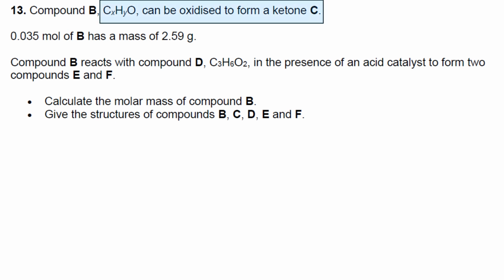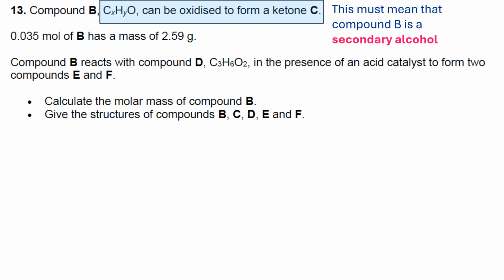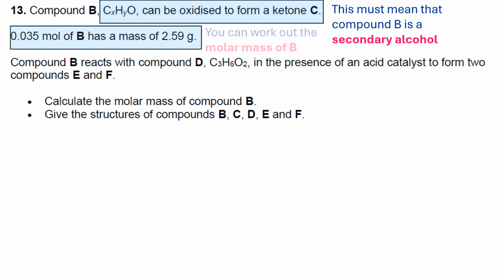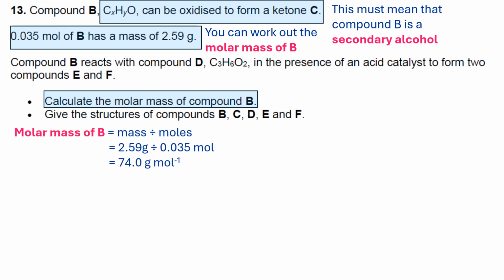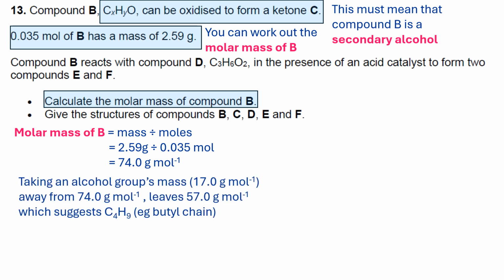So for example, compound B is oxidized to form a ketone. It already contains an oxygen, so that would suggest strongly that it's a secondary alcohol. You've got some data that allows you to work out its molar mass, which is one of the things they want you to do. Rearranging moles equals mass over Mr, so the molar mass is the subject, that gives us 74 grams per mole.